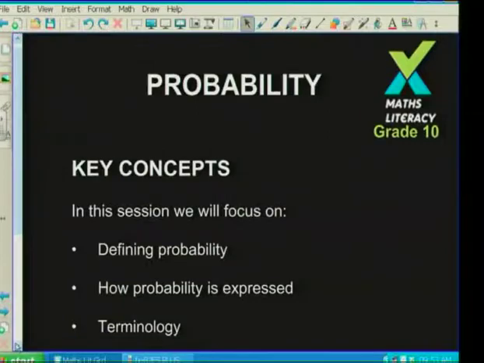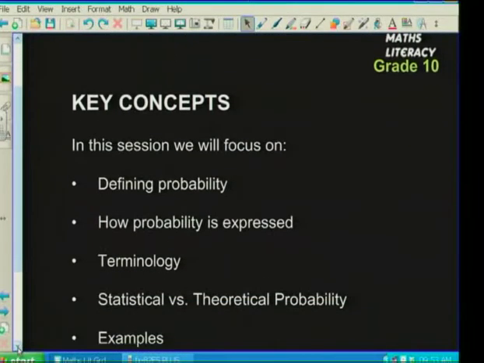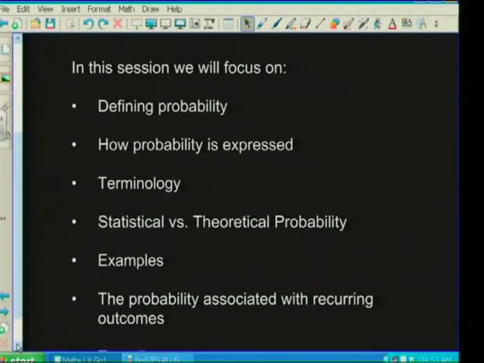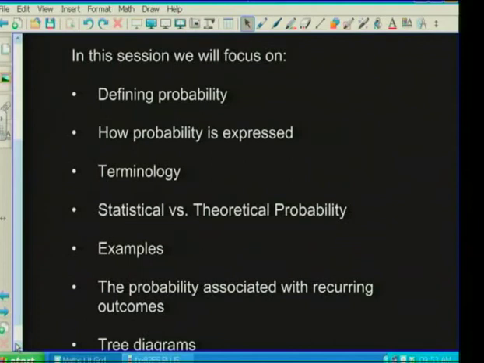So to start off with, let's have a look at what we're going to deal with. There are quite a number of topics that we have in this area, and the first thing we're going to do is define what probability is. Then we're going to look at how probability is expressed. We'll look at some terminology so that you know the kinds of terms that we use when we're speaking of probability. We'll also look at what is statistical probability versus theoretical probability.